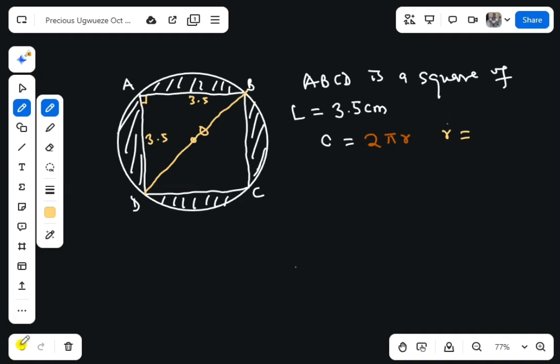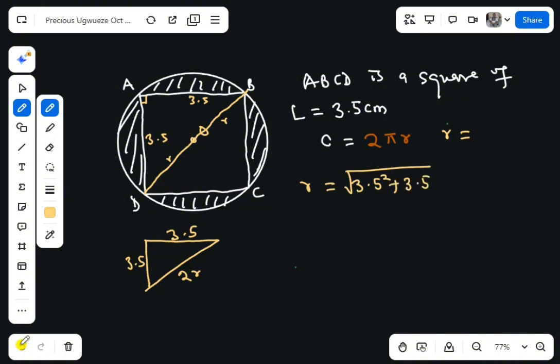So why am I doing that? Because I know that here is r, that's from here to O, and then from O to B is also r. So this total triangle will now look this way. So here will be 2r, and here will be 3.5, and here will be 3.5. So by Pythagoras rule I can have my r as the square root of 3.5 squared plus 3.5 squared. Okay, that's the Pythagoras rule, which says that the square of the hypotenuse is equal to the sum of the squares of the other two sides.